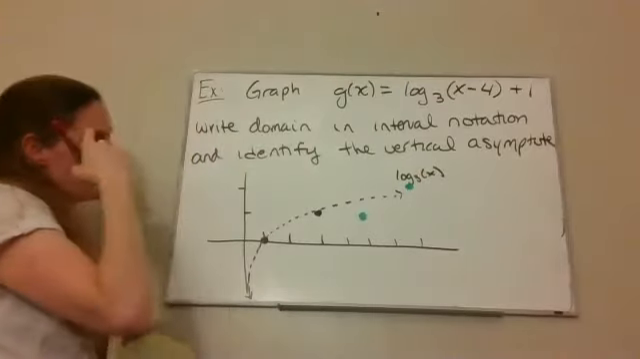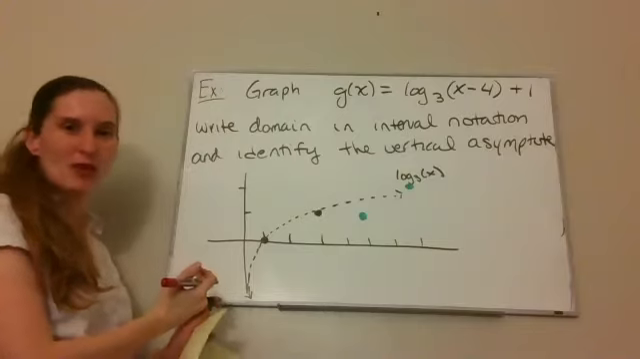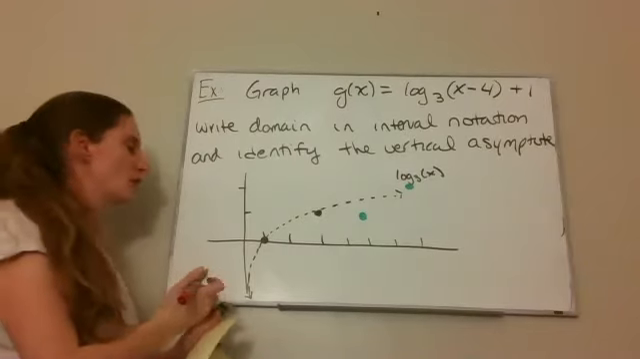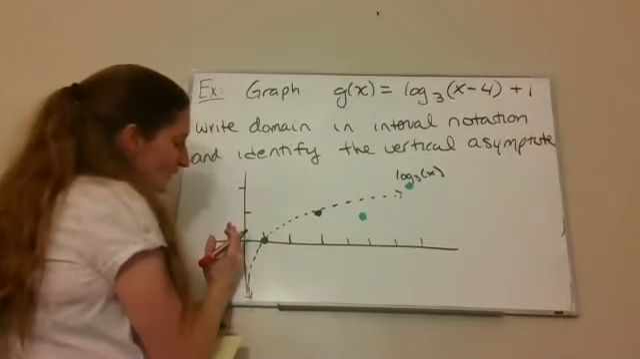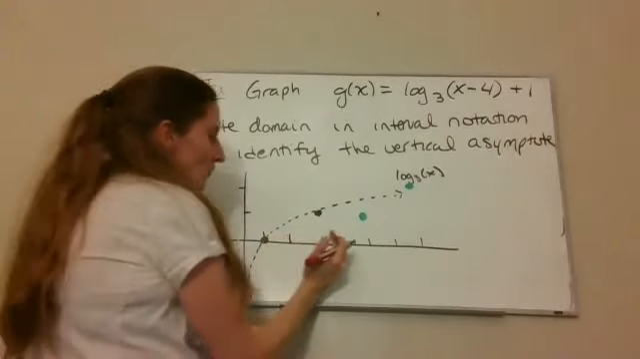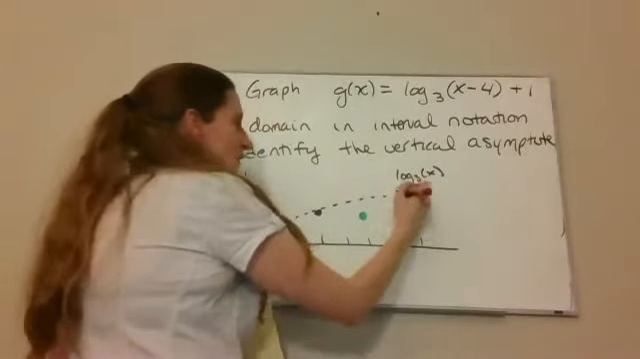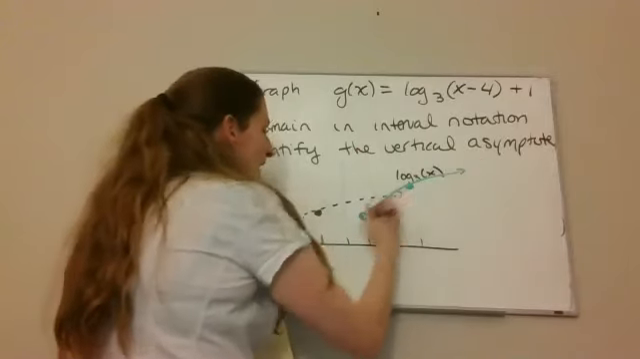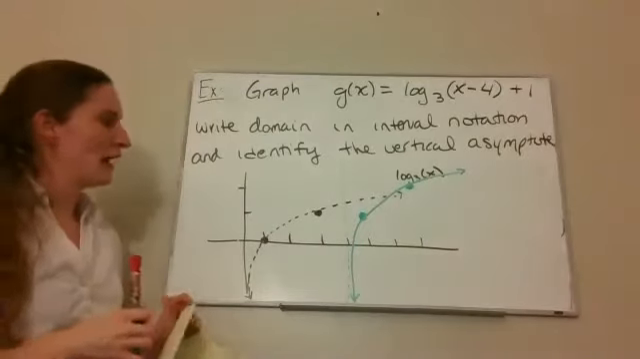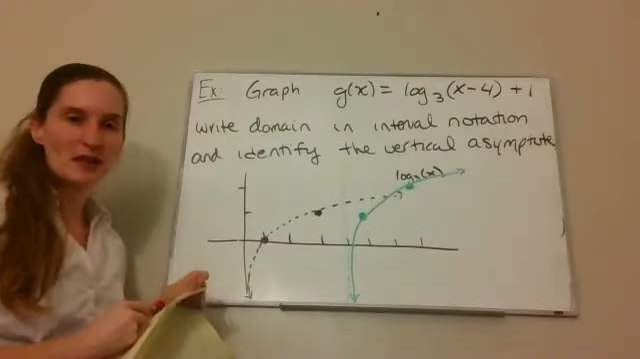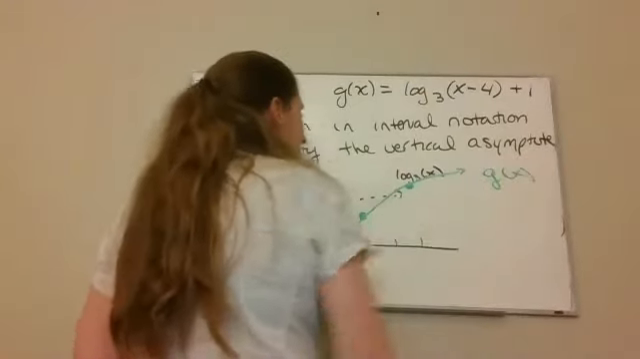Now the tricky part is my asymptote. Moving my asymptote up doesn't change it at all, but moving to the right does. So moving to the right 4, my asymptote right now is at my y-axis. If I move it to the right 4 spots, 1, 2, 3, 4, I would have an asymptote here. So let me connect that using my new asymptote, and I get the same exact graph. It's just moved to the right and shifted up a little bit. This is my graph of g that we needed.